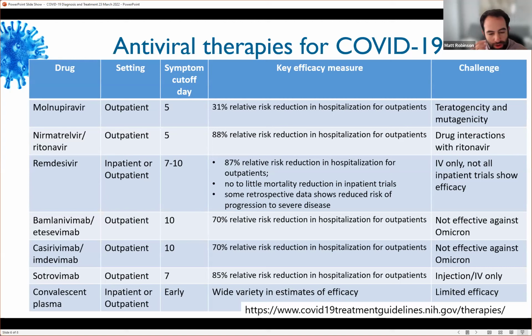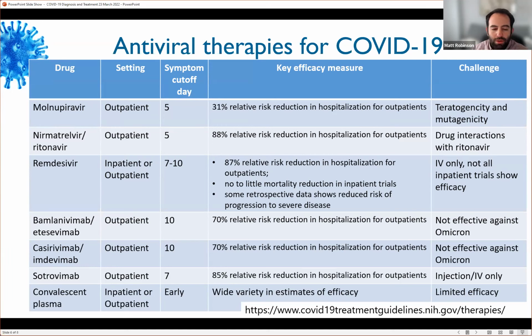Remdesivir is the first antiviral drug that was available to treat SARS-CoV-2. We started using it most in the inpatient setting, but trials have been very mixed for its efficacy in the inpatient setting. Because of that, the WHO had recommended against its use, although it is still used in the US. In the outpatient setting, it is very effective at preventing hospitalization, but it's an IV therapy, so it's really not very practical for outpatient use.